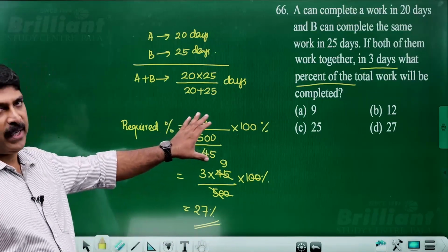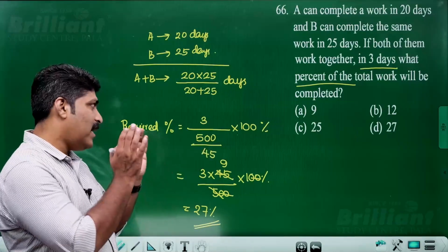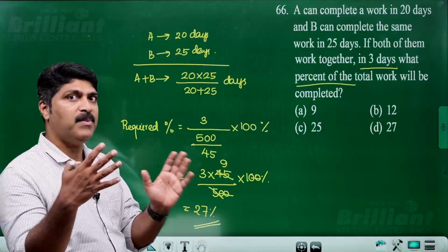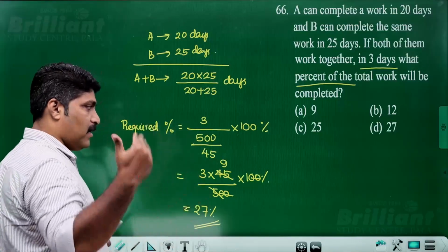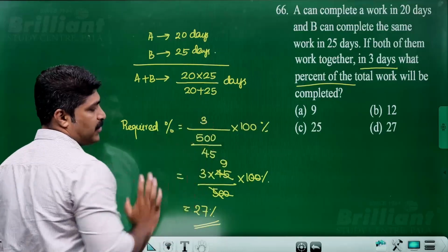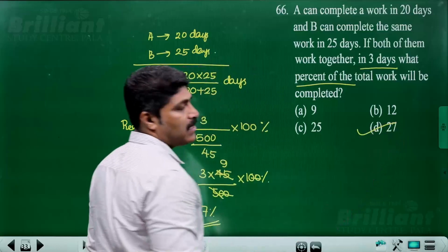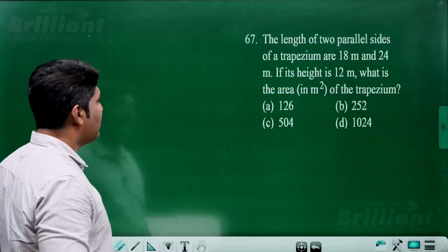Understand this step properly. Because Charlie required this many days, but he worked only for 3 days, then what percent of the total work? If the question is about what fraction of the work, we just simply consider this fraction. So here it's a case of percentage calculation, therefore the answer is 27%.